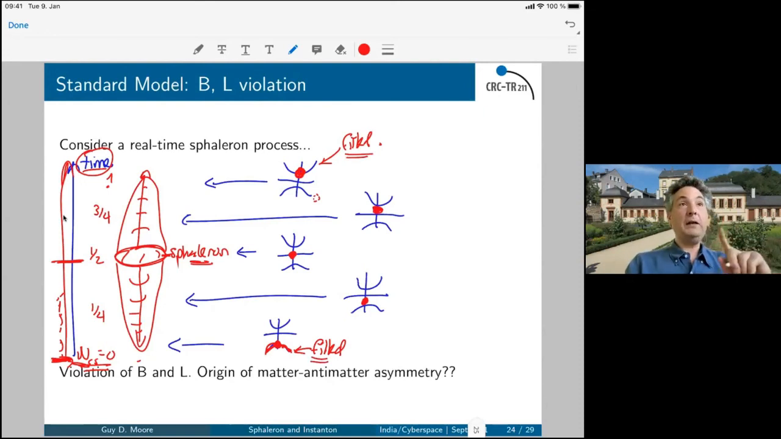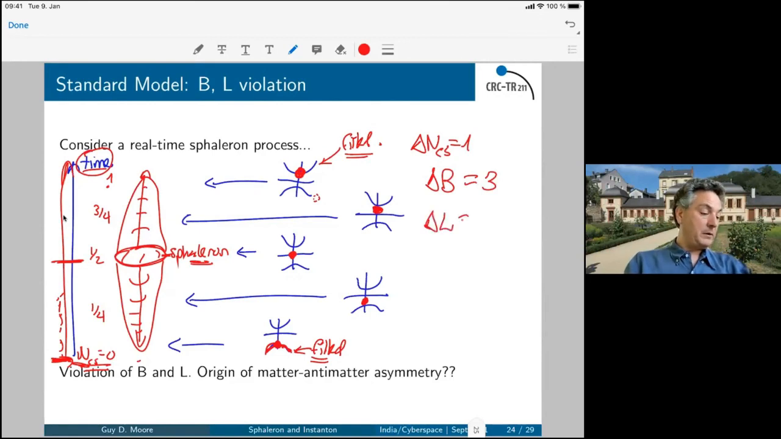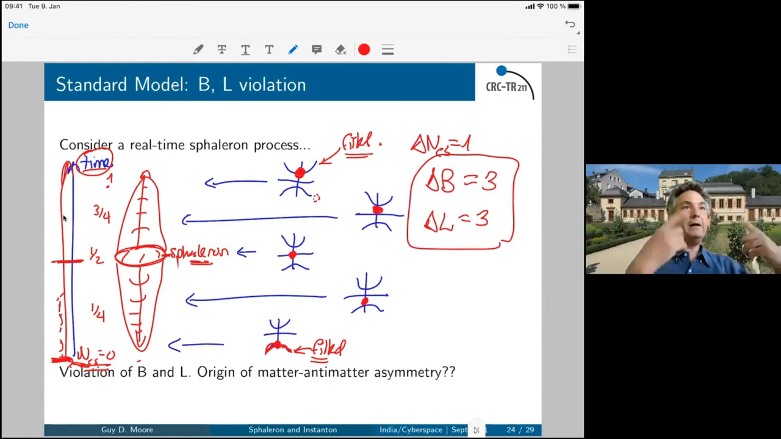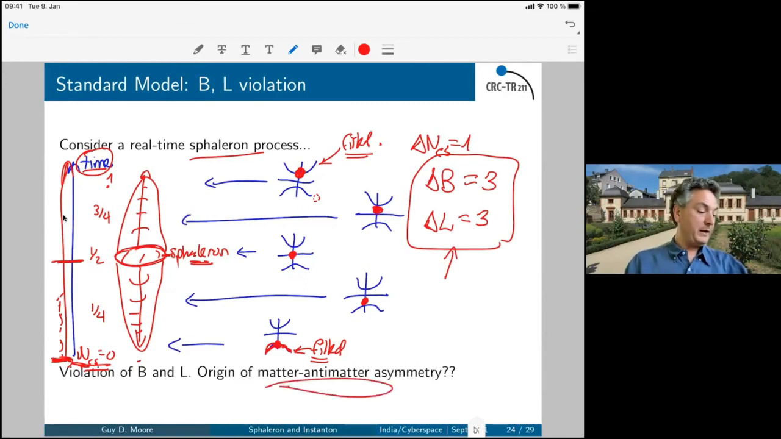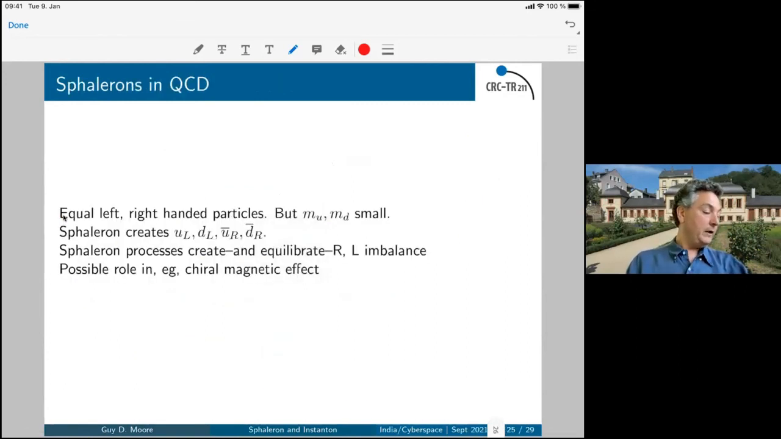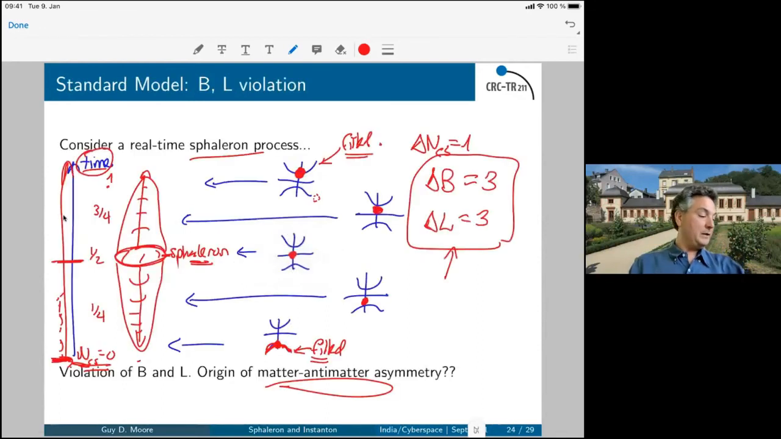And this happens separately in each color, in each generation. So this delta N_CS equals 1 creates a baryon number of 3. That's 1 in each generation. And it also creates a lepton number of 3. So baryon and lepton number are violated. If I go up to a high enough temperature that these sphalerons happen, then I'm going to see baryon and lepton number violation. And that's exciting. It might explain the matter-antimatter asymmetry in the universe. So there are really interesting applications of sphalerons in the standard model.